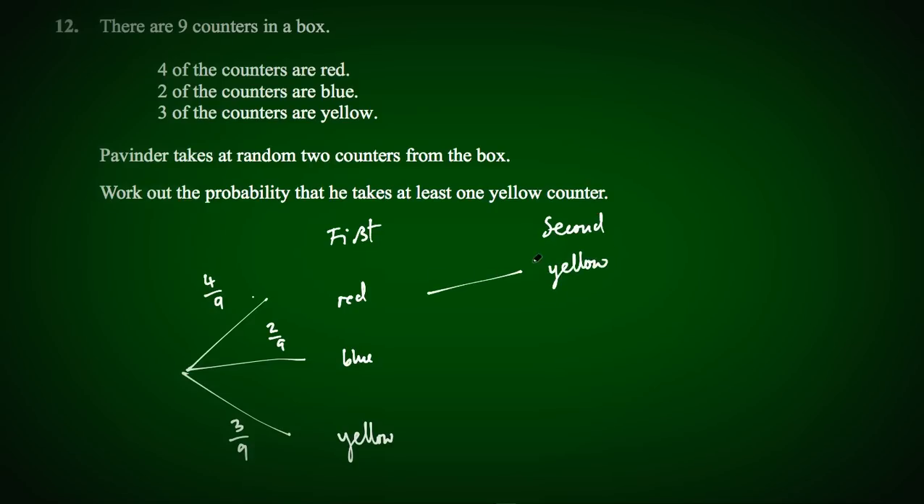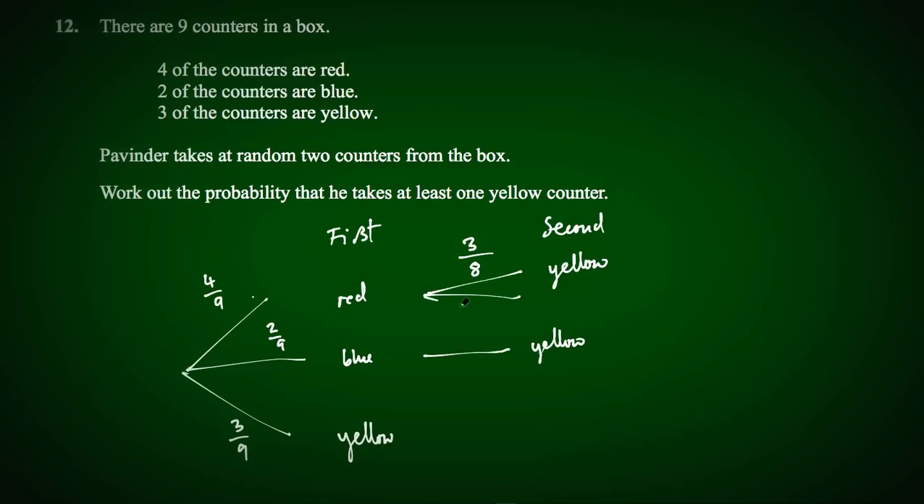If the second one is yellow, then he's got at least 1 yellow counter. Probability of him picking yellow after having picked red is 3, because he hasn't picked yellow yet, out of the remaining 8 counters, because he has picked one of the counters overall, so there are only 8 remaining. Blue is if he's then picking yellow after blue.